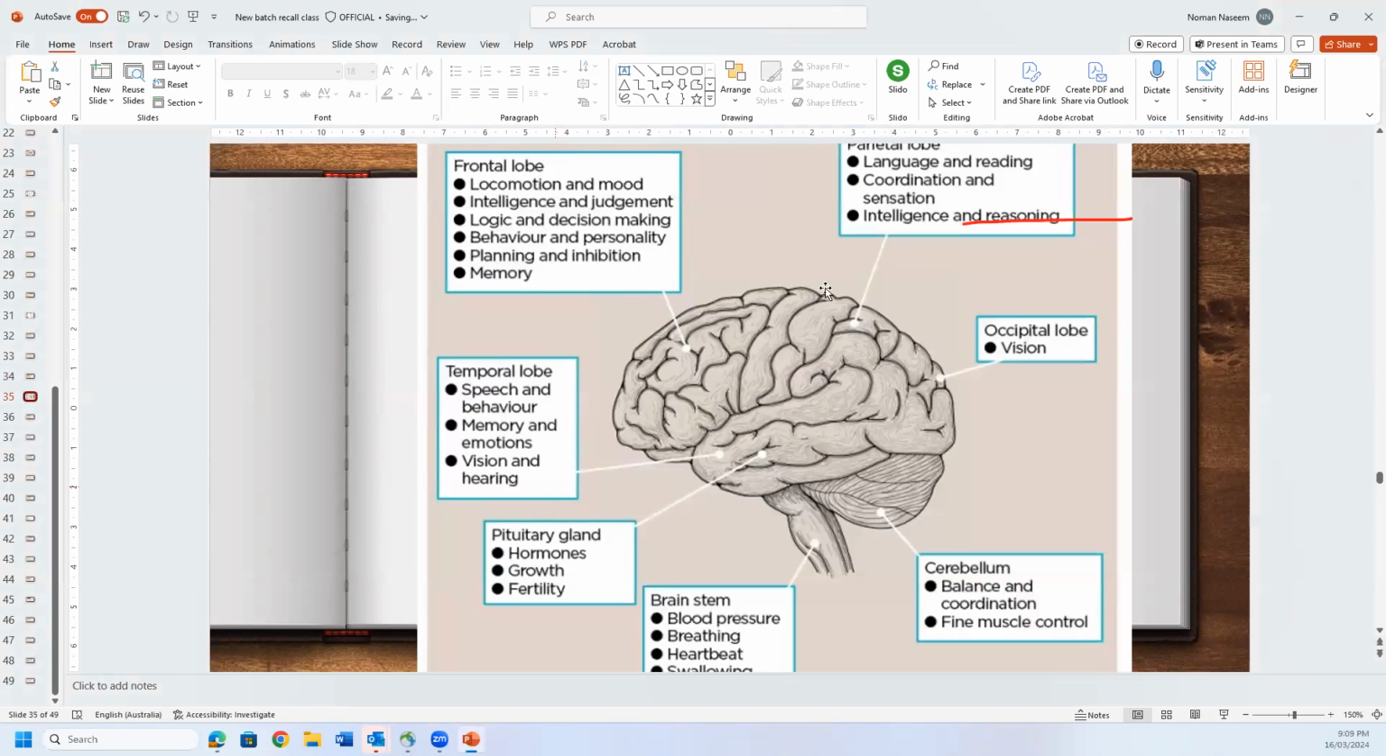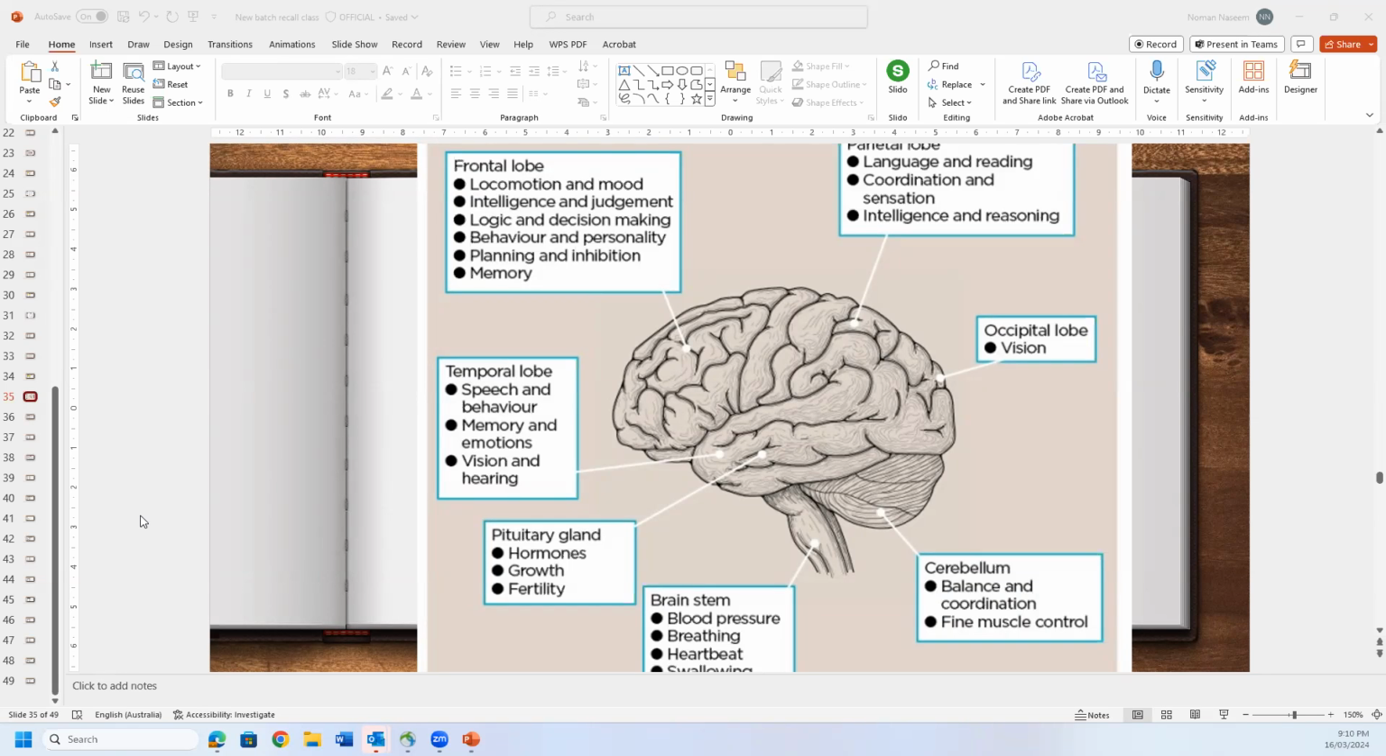So the frontal lobe is associated with personality, intelligence, and judgment. If a patient has a frontal lobe lesion, they will have poor social skills, abnormal behavior, and problems in the limbs, upper limb, lower limb. They will have problems with memory. These are the things controlled by the frontal lobe.